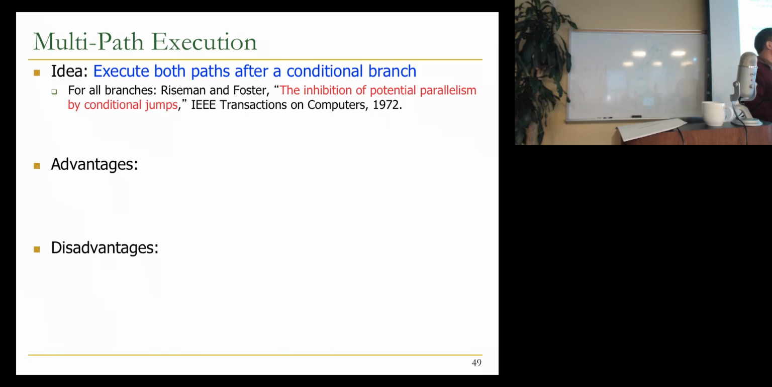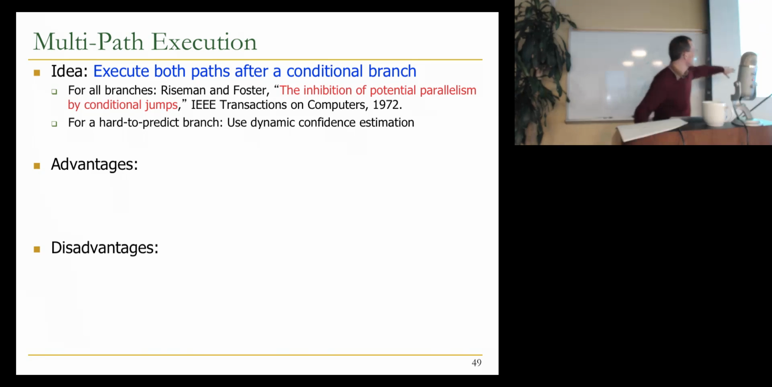Well, what they found out is soon the paths become exponential, because you have a control flow graph that basically has lots of branches. If you keep branching and executing different paths, eventually you'll be executing 2 to the n paths with n branches, and only one of them is correct. So that's the disadvantage, I guess.